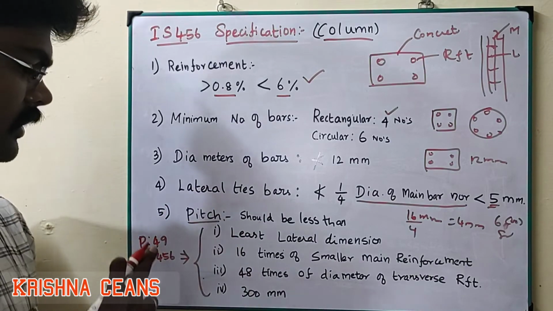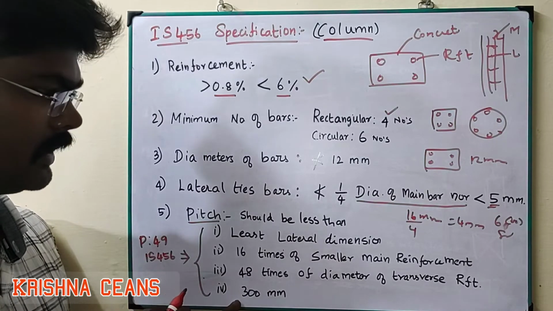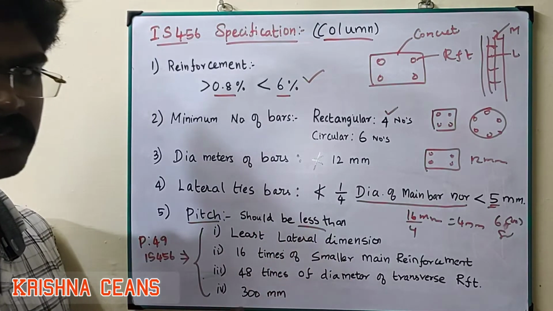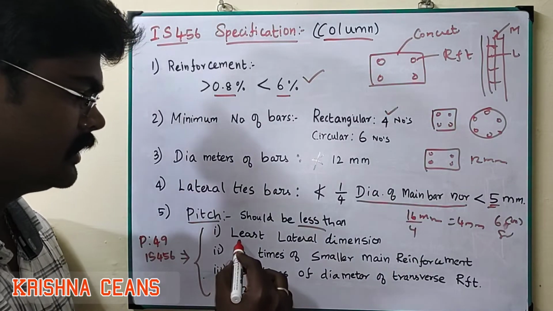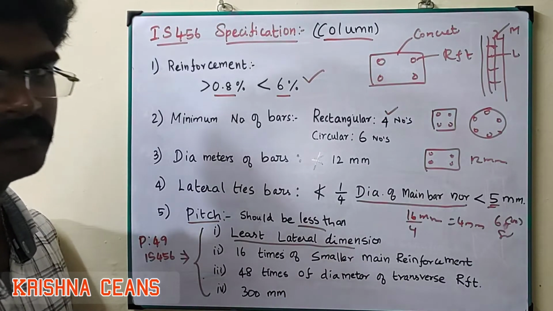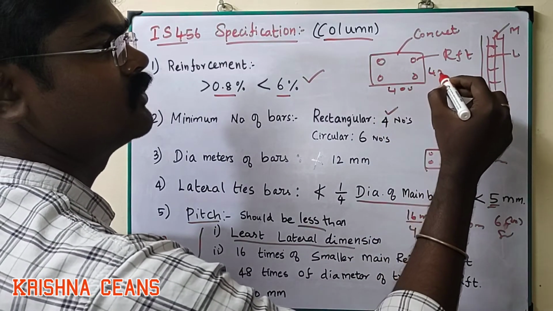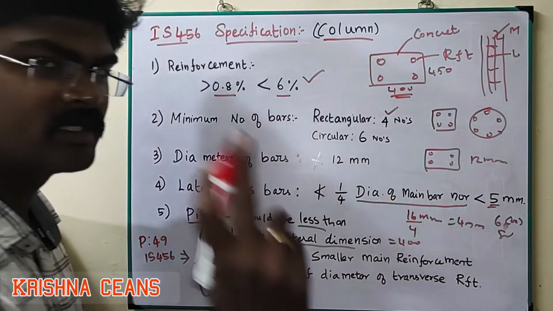As per the IS 456 requirement, page number 49 mentions clearly, among the four conditions, whichever is less, we have to adopt as the pitch. So the first one is the least lateral dimension. In this case, it is 400 and 450, which means 400 here. That is the first one.